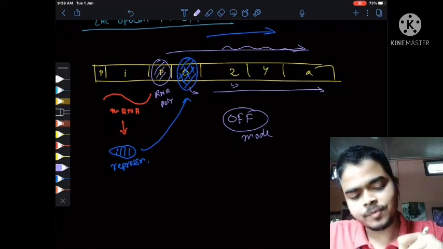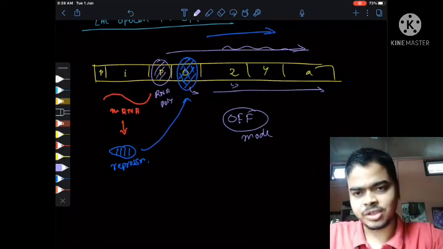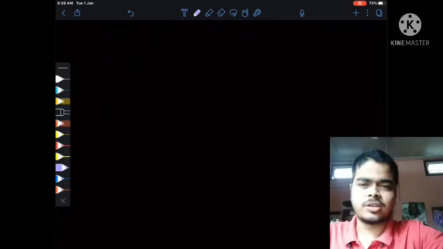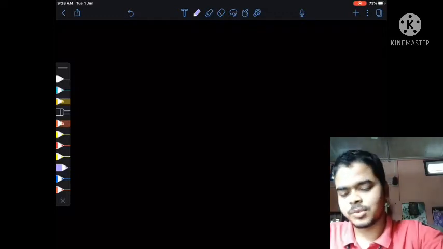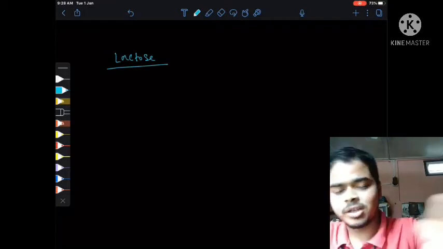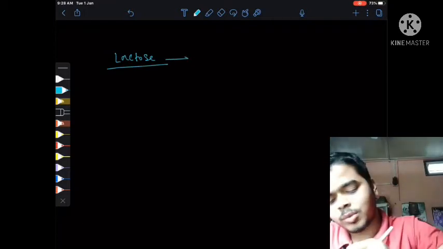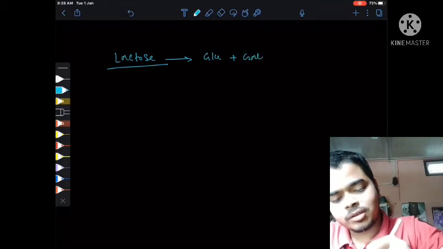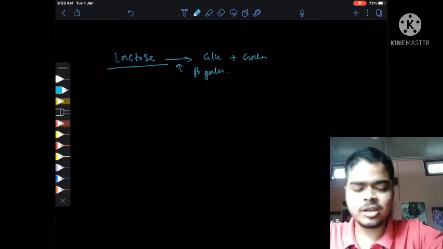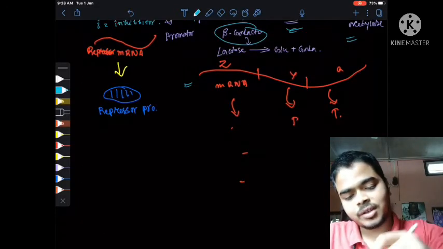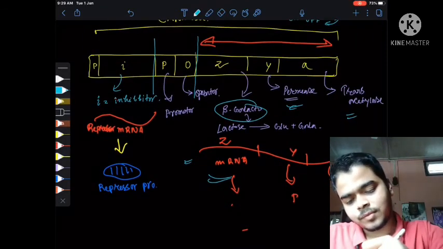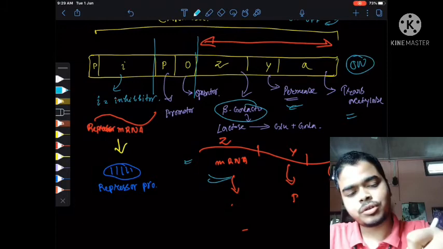This happens when in the cell medium other carbon sources, that means glucose or galactose or other carbon sources, are present. Now if in the medium no glucose or other carbon sources are present, then the cell has to take lactose from outside. And if lactose is taken, then it should be broken down to glucose plus galactose, and to break it down we need an enzyme known as beta galactosidase. To produce beta galactosidase this mRNA should be transcribed, and for the transcription of this mRNA the operon should be in on mode.